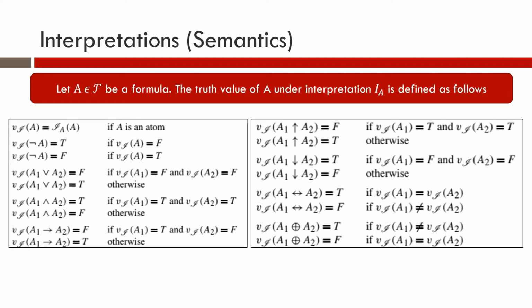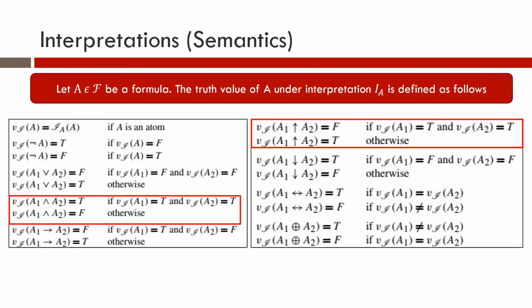Now, the next operator is the NAND operator. NAND operator is actually the negation of AND operator. So NAND and AND are related. It is just the reverse. So the truth value of A1 NAND A2 will be false only if both A1 and A2 have a truth value false. In all other cases, the value of A1 NAND A2 will be true.